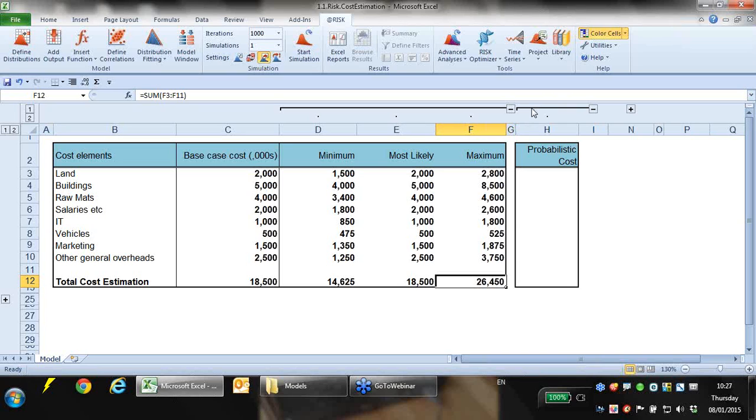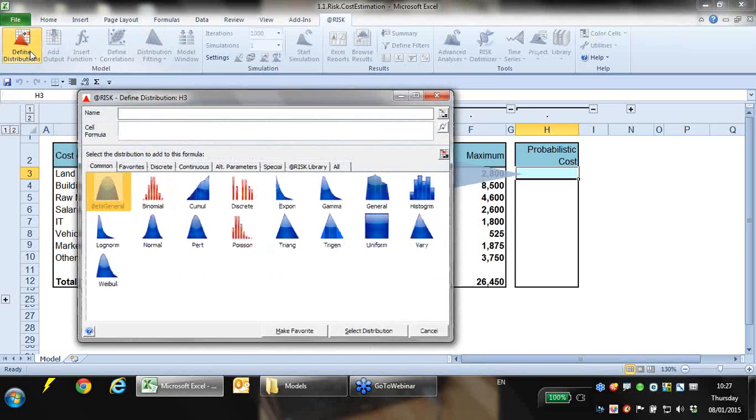The way @RISK works is that wherever we have a model, within that model, if there is any uncertainty, we look to put in probability distributions. Now, here we've got 8 different cost elements. We can see here that we've got some uncertainty around how much each of them are. So for each of these costs, I'm going to replace the fixed values with a probability distribution.